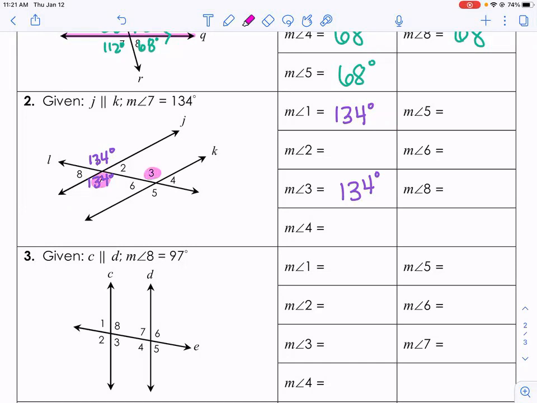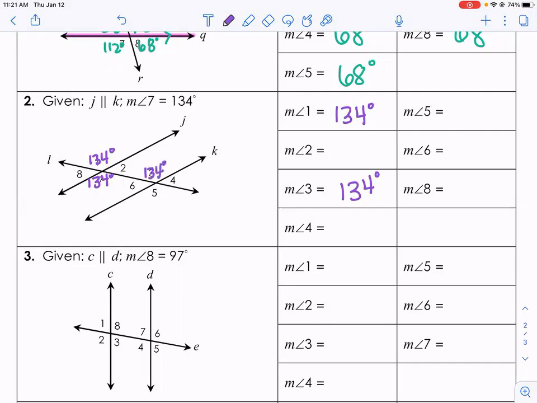What is it called? So I've highlighted them up here. Okay, are they inside or outside? Inside, so there's something interior, right? They are alternate interior angles. Very good. So we know that angle 3 is 134.